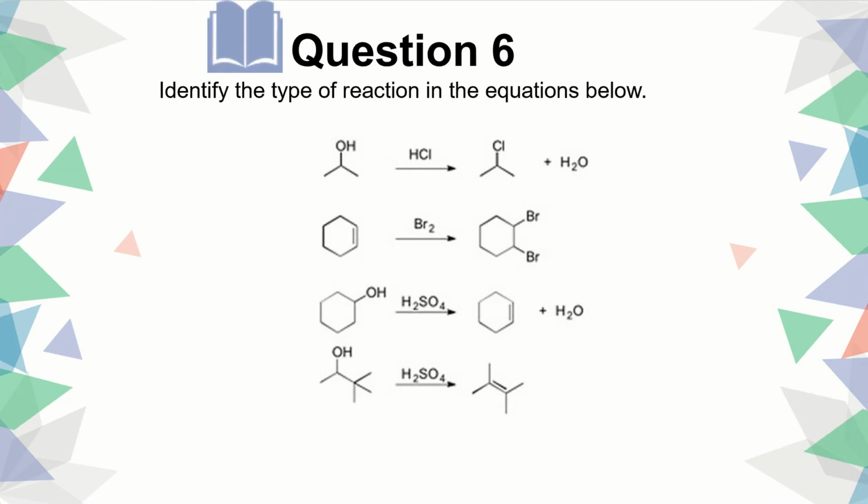So this leads us now to question 6, which says identify the type of reaction in the equations below. So is it an elimination? Is it cyclization? Is it oxidation? Is it reduction? Is it rearrangement? Is it substitution? What category does it fall under? So take a minute, analyze the reactions, look at them, and write down something. Pause the video, and let's see if you get the answer.